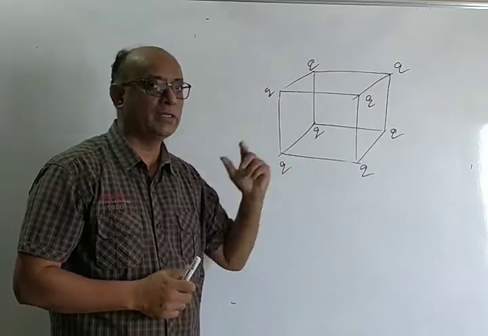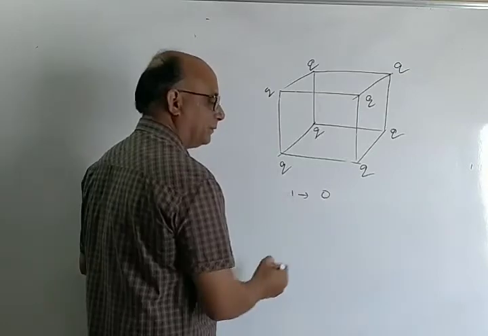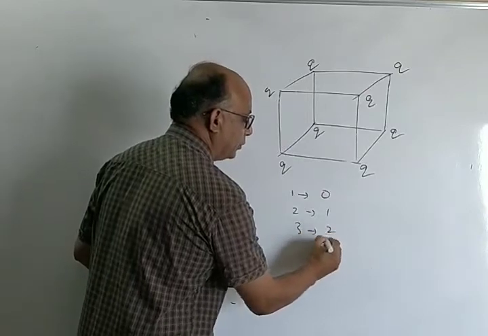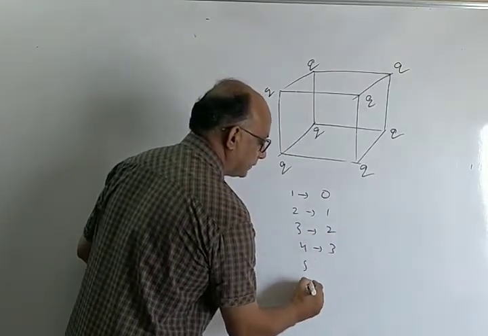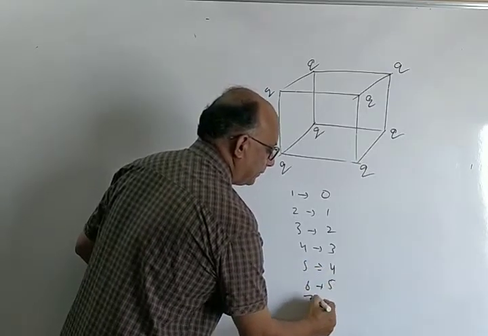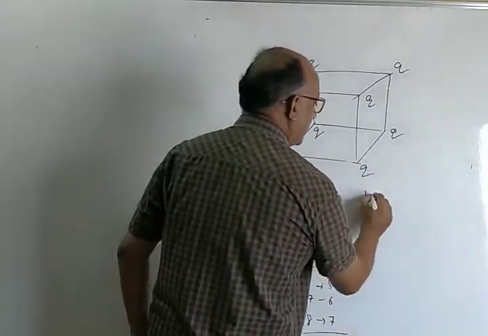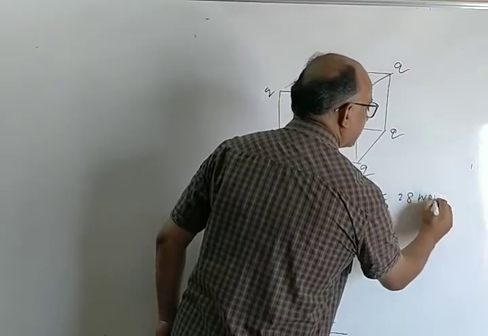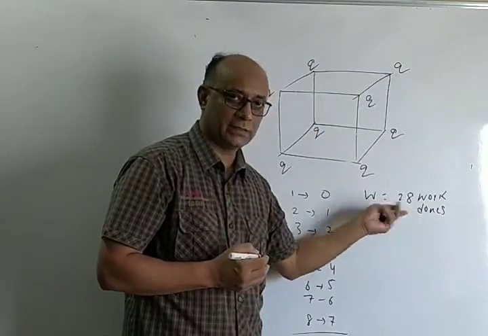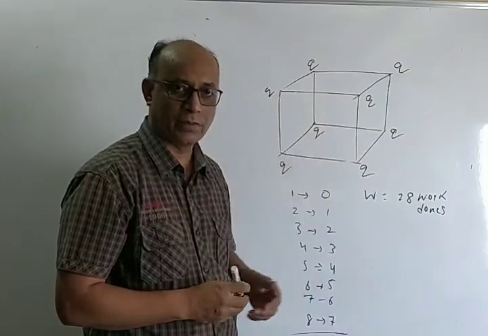How many works will there be? When you bring the first charge, there is no work done. When you bring the second charge, there is one work done. Third charge, 2, fourth, 3, then 4, 5, 6 and 7. If you total it out, total work done is 28 works. So we have to calculate these 28 works, sum them up, and that will be the total potential energy. It looks quite lengthy, so how will we calculate it?